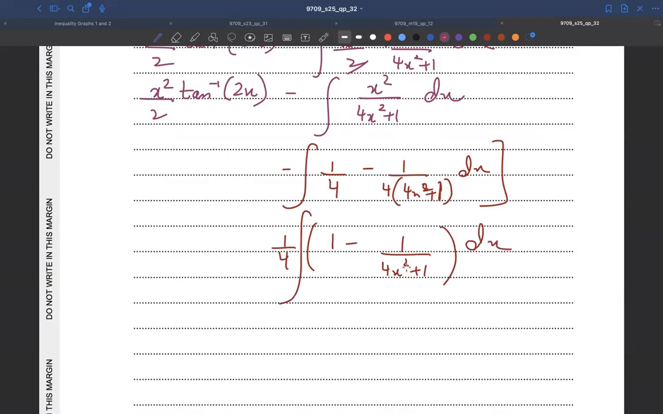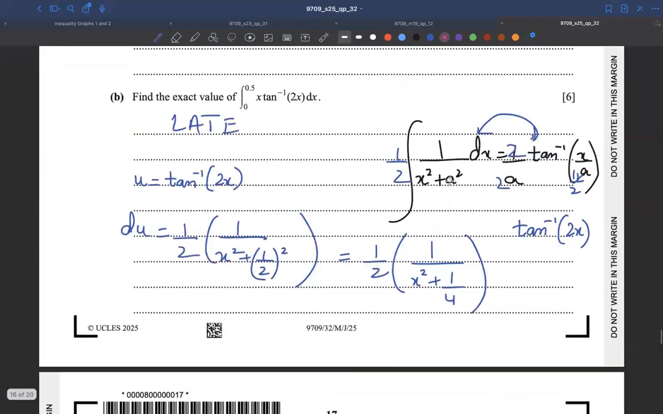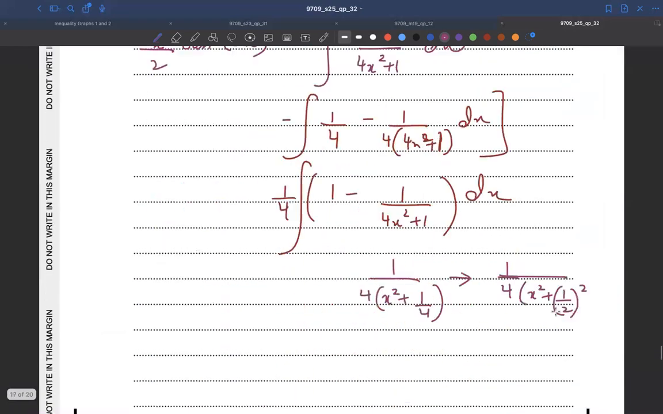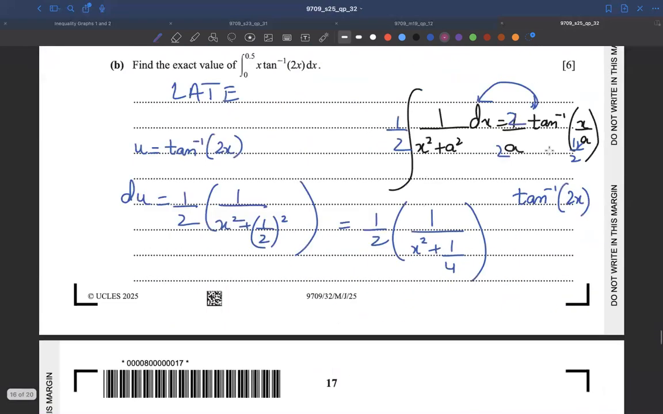Now again, for this 1 upon 4x squared plus 1, we can use the tan inverse integration. But for that, we need the x squared term with a coefficient of 1. So taking 4 common, we'll get 1 upon 4 into x squared plus 1 upon 4, and then the next step, we can write it as 1 upon 4 into x squared plus 1 upon 2 whole squared. Now we have it in the expression where the value of a is 1 upon 2, like over here. And that will be 1 upon a into tan inverse of x upon a.